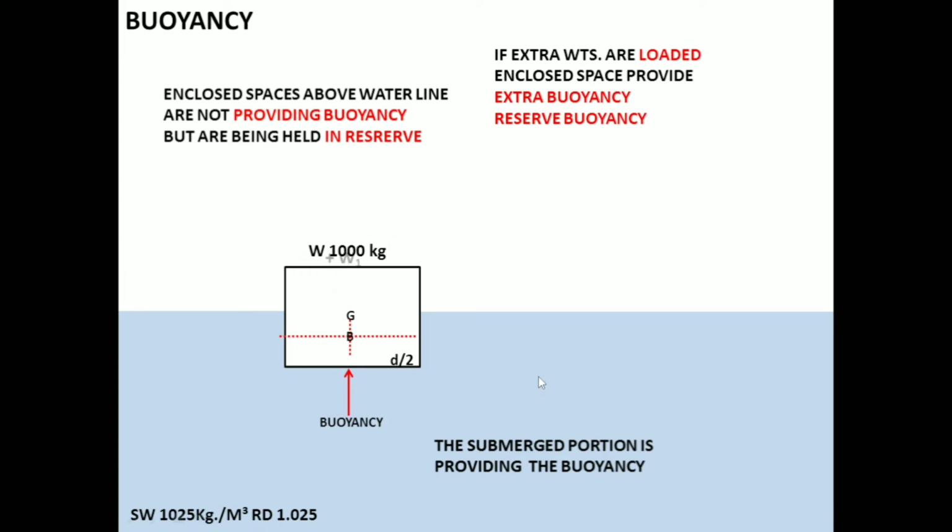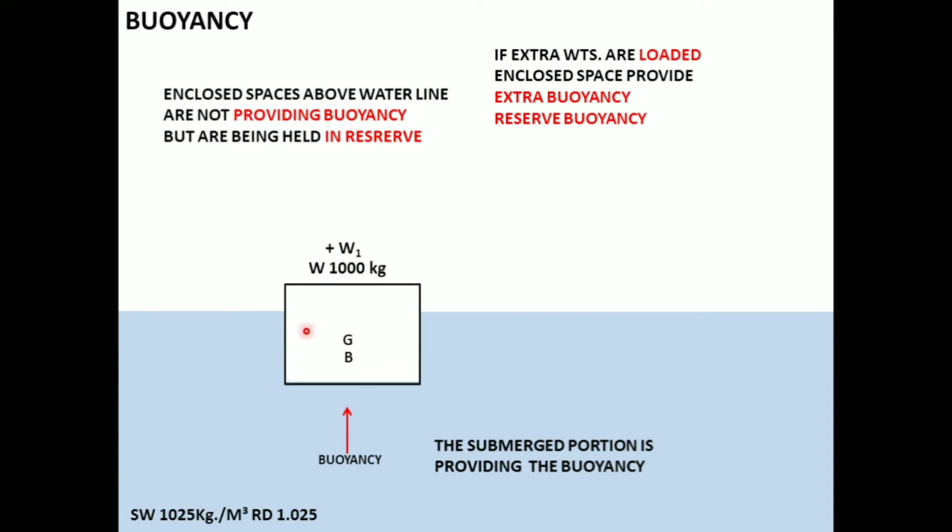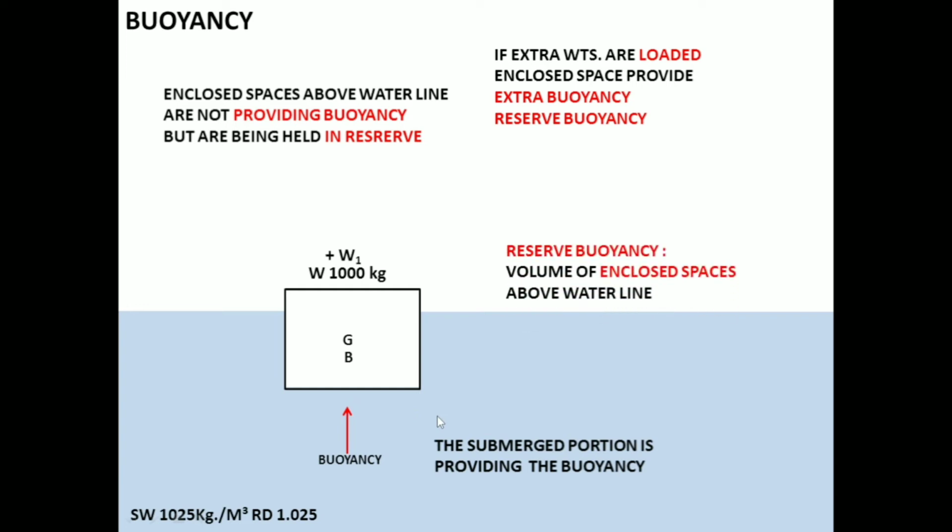Now let me just add some weight here. You can see here weight. So as soon as the weight is added, the ship will move down, with, of course, center of gravity again changing according to the weight and buoyancy according to the underwater volume, and it will come to balance again. This is what is reserve buoyancy, what was there on top, and reserve buoyancy is the volume of enclosed space above the waterline.